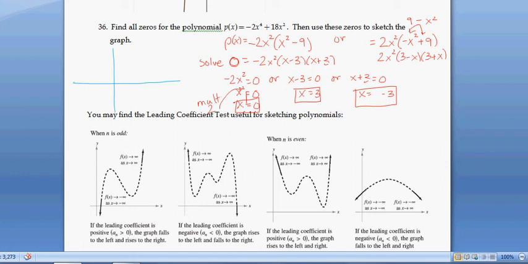Well, I don't know exactly what it looks like, but I do know that it's going to have a 0 at 0, 1 at 3, and 1 at negative 3. And I know that the multiplicity at 0 is even. So the function is going to pass through at both negative 3 and 3, but it's going to just skim.